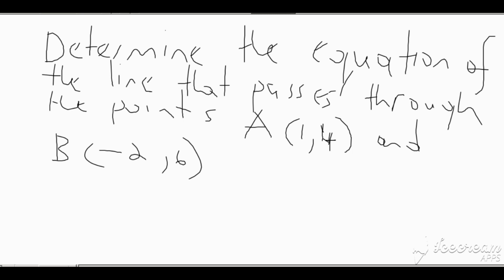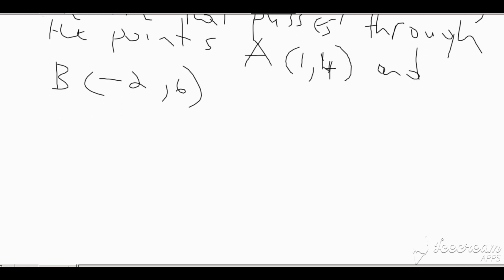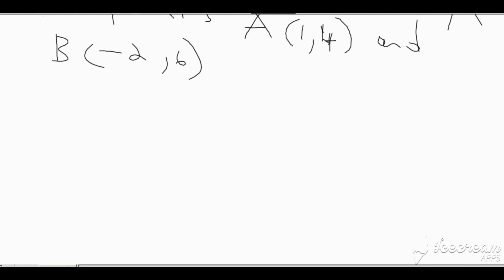Guys, here's typically what a question could look like. Determine the equation of a line that passes through the points A (1, 4) and B (negative 2, 6). I want that equation. I'm going to start by writing the general equation of a straight line. By now, we know that the general equation of a straight line is y equals mx plus c. Of course, you know that m is the gradient and c is the y-intercept, right?